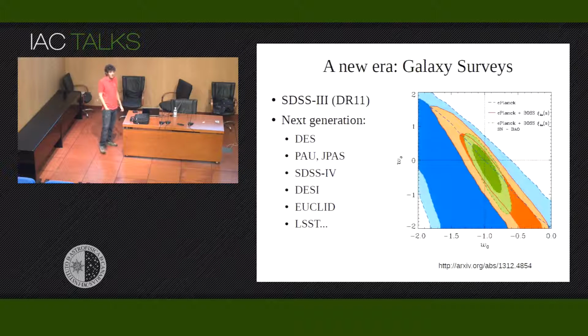In the current status of galaxy surveys, the Sloan Digital Sky Survey with the BOSS experiment is probably one of the most productive scientific projects to date, with thousands of publications and results. Last month they released the new results with the latest data release 11. There's only one more release that will come next year, and then SDSS-III will close. Then will come SDSS-IV, and also DES, which is already taking data, PAU, J-PAS, and then other spectroscopic surveys at the end of the decade, like DESI, Euclid, and also LSST, which is photometric.